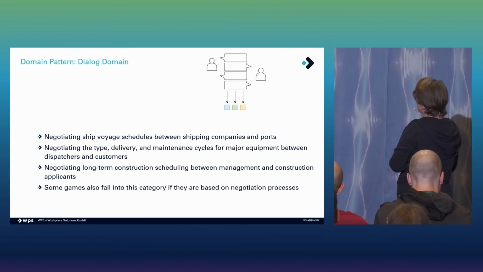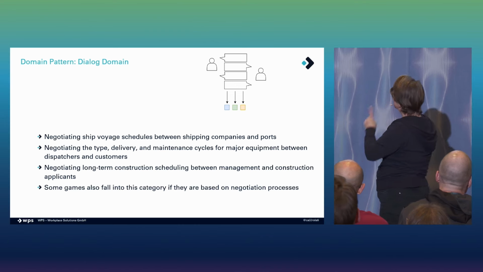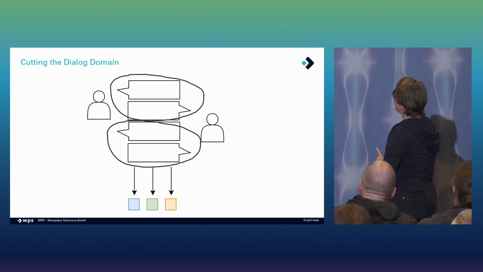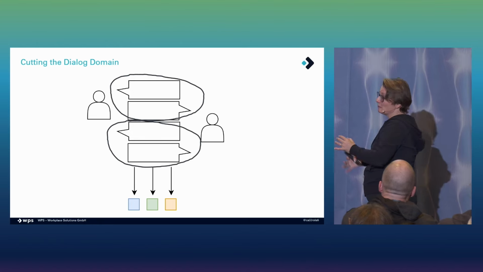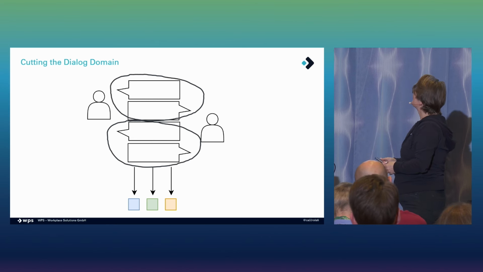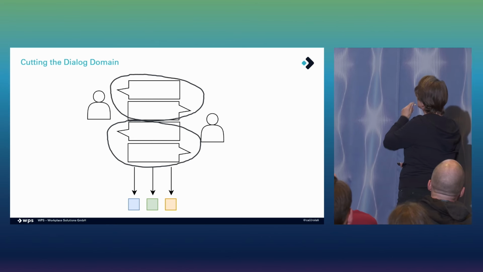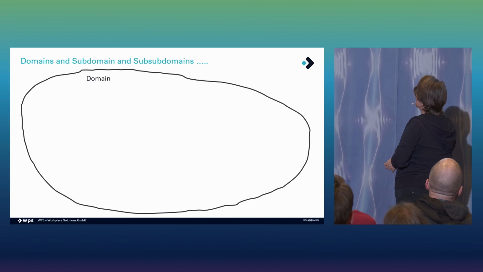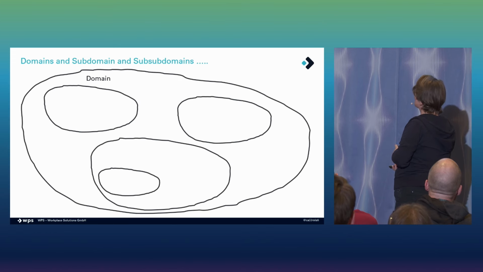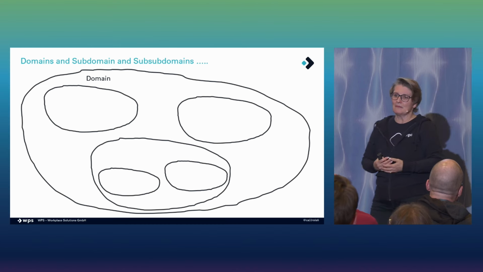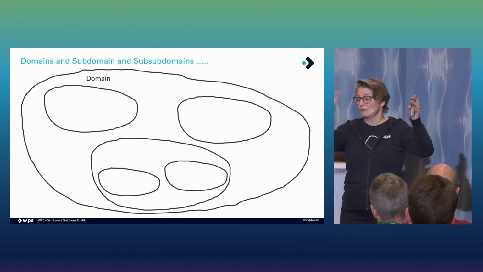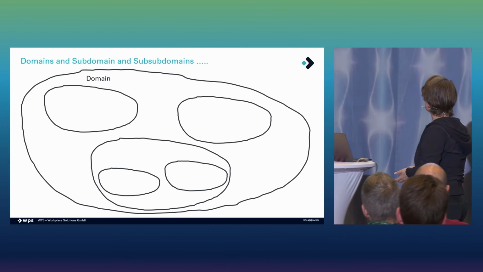But some games as well fall into this category. And these domains, if they are a bit like that, you can cut them by dialogue steps, by common steps that arrive again and again. You can cut them like that. And in the end, of course, in domains there are subdomains, and in subdomains there are subdomains. So what I was talking about was just one level, but of course we have different levels.